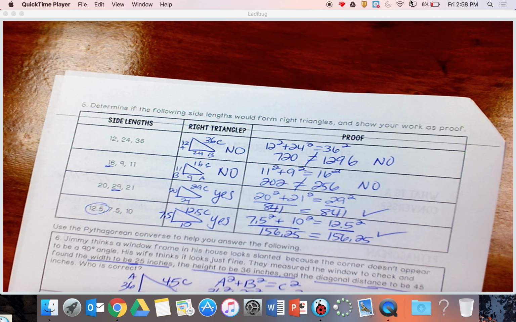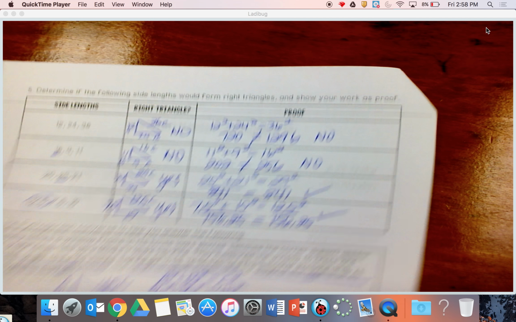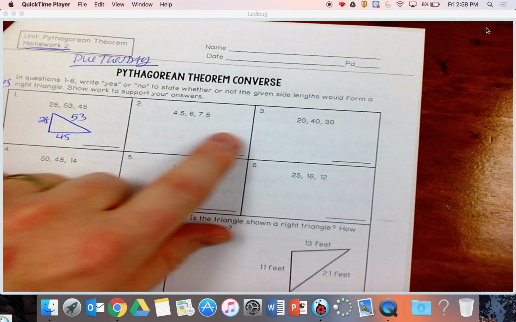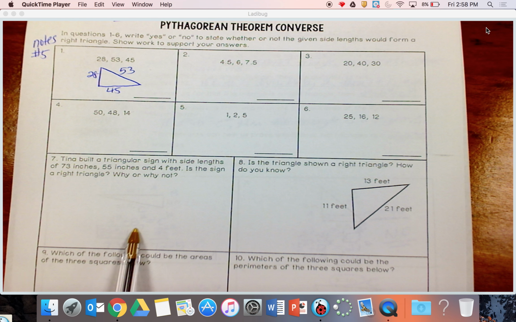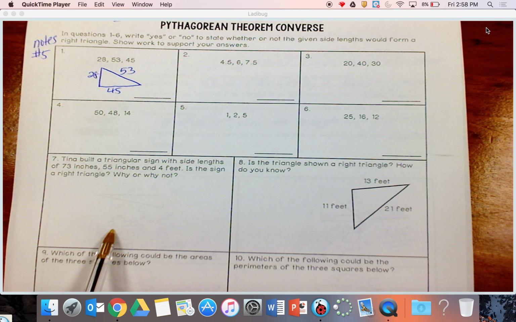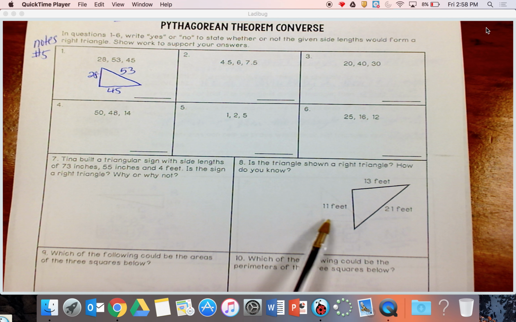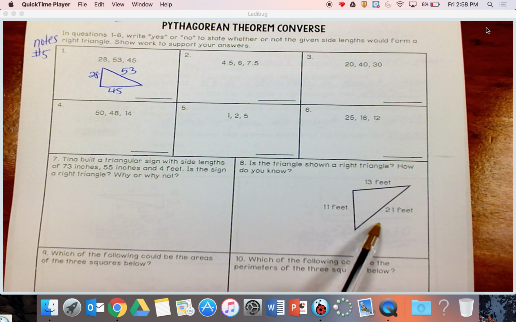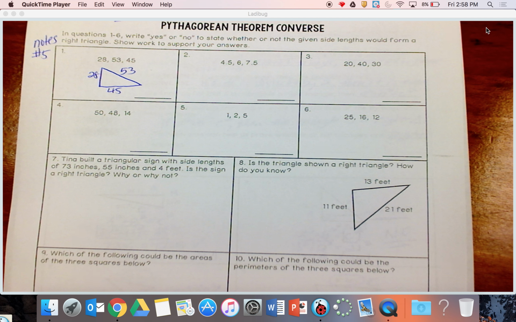Don't just go, oh, I don't know. Look back at it so you can see what happens. All right? These are all going to be like number 5 that we just looked at. So the rest of these things are the same way. Draw the triangle. Set up your equation. There's a triangle right there. Label your points A, B, C.